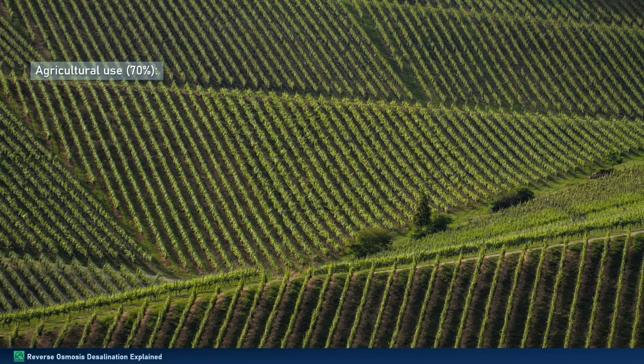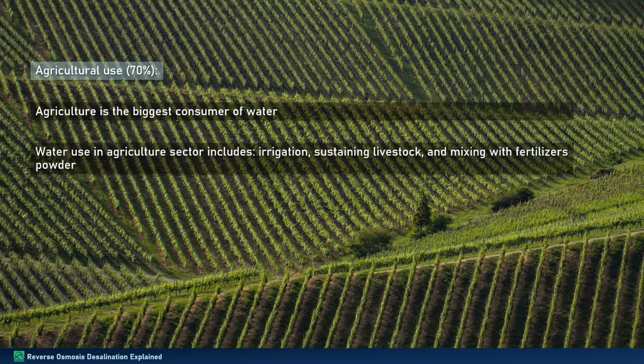Agriculture is the biggest consumer of water. It consumes 70% of total world water production. We simply can't grow crops or any kind of vegetables or fruits without water. Without water resources, there is no food security. Typical use of water in agriculture includes irrigation, sustaining livestock, and mixing with pesticides and fertilizer powders.